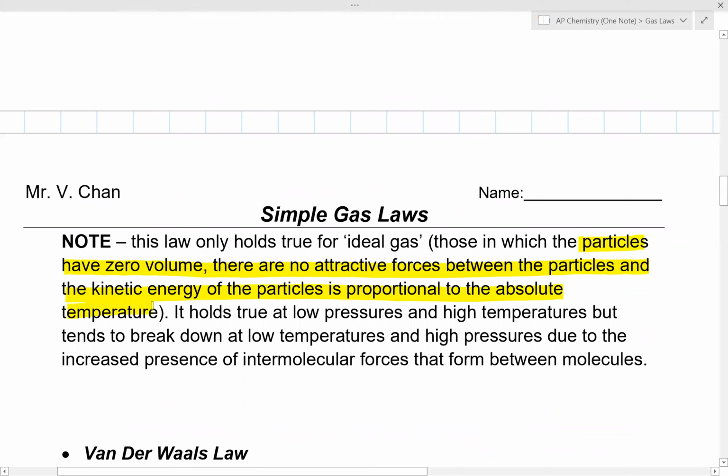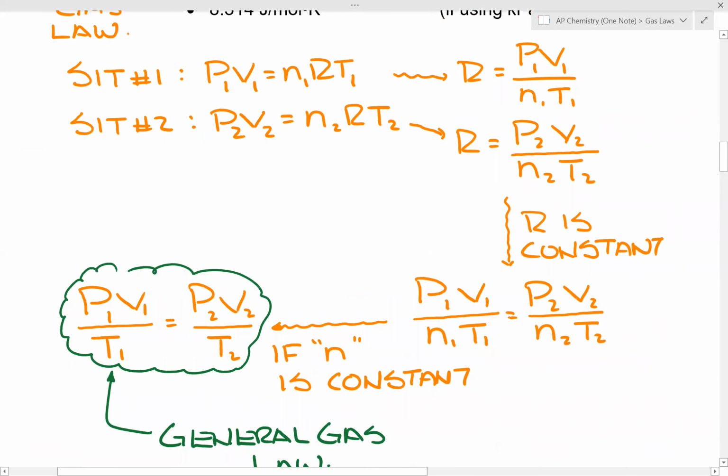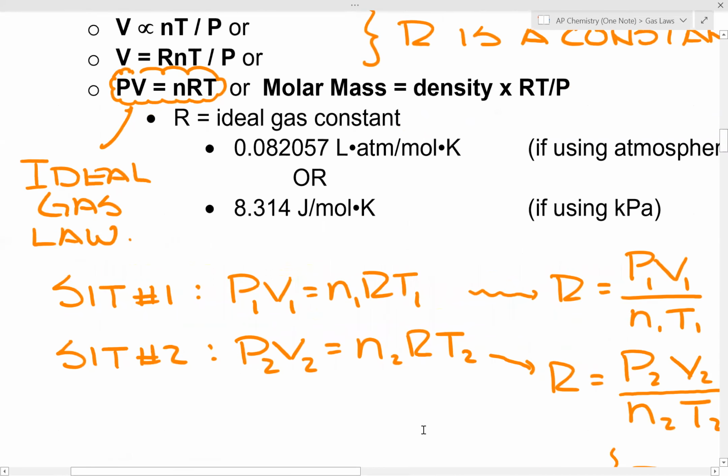Now, what does that mean? It means that PV equals nRT only applies if the particles don't have any volume and there are no attractive forces, no intermolecular bonds between the particles. To achieve this condition, you need low pressures and high temperatures, but the ideal gas law tends to break down at low temperatures and high pressure due to the increased presence of molecular forces that form between the particles.